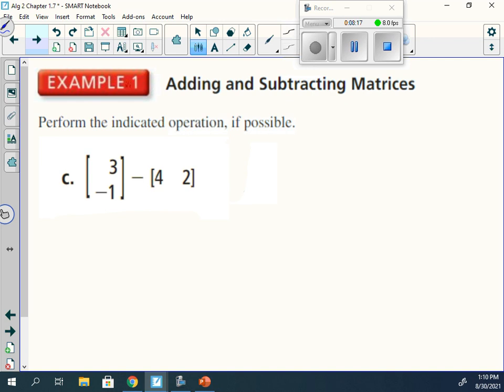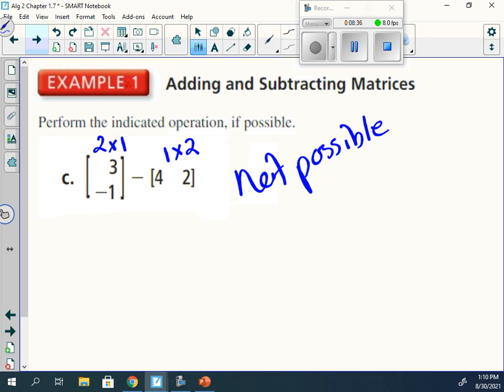In a little bit, let's look at this one here. Is this possible? So what is the dimensions of the first one? 2 by 1, and this one here is a, so this here is not possible because for us to be able to add or subtract, the dimensions have to be the exact same. So this one here doesn't work.